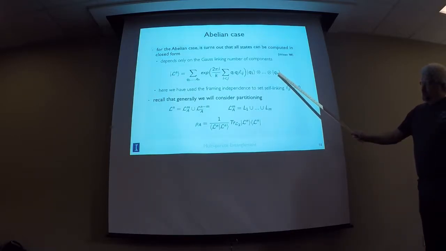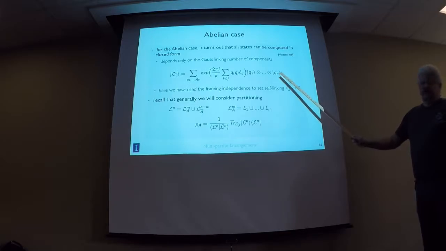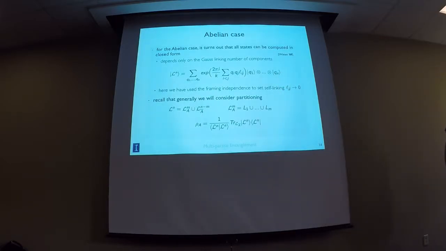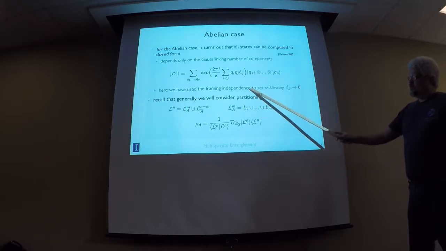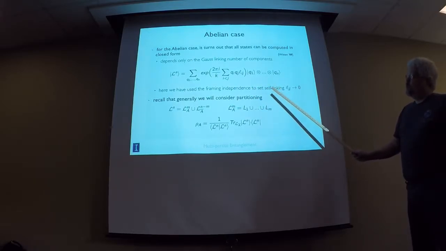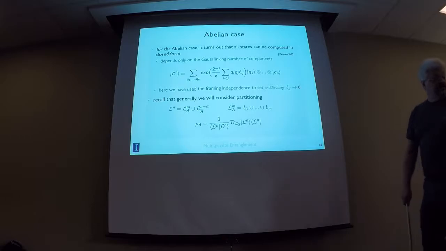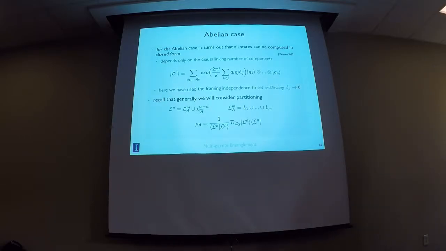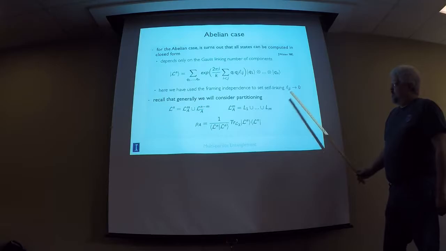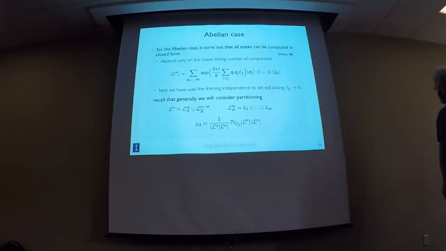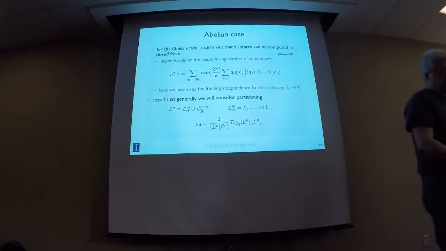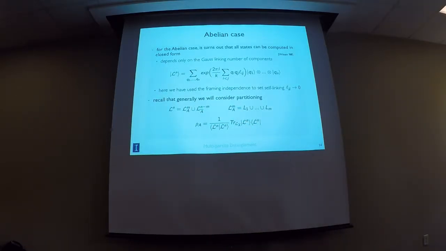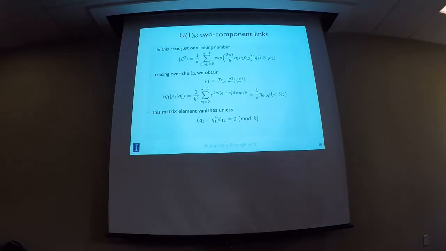Again, remember that in the case of U(1), the representations were determined by a charge Q that goes from 0 to K minus 1. It goes over K values. And I've used this framing independence to restrict the sum to i less than j. In other words, there's no self-linking, or if you introduce that, it would never contribute. So again, this is what I'm doing: I'm partitioning the set of components into two sets and tracing over one of them.